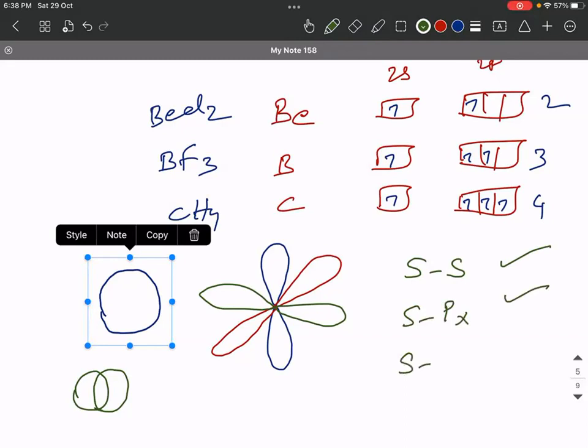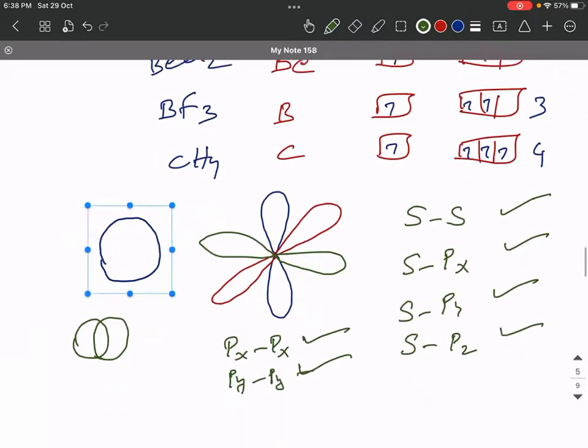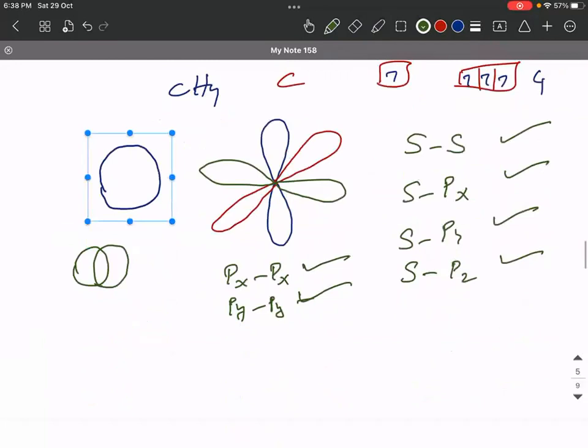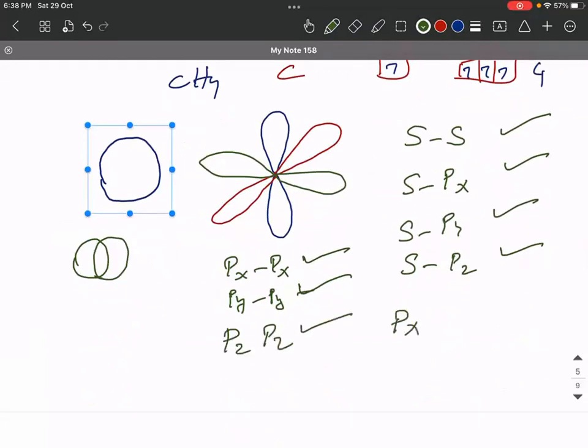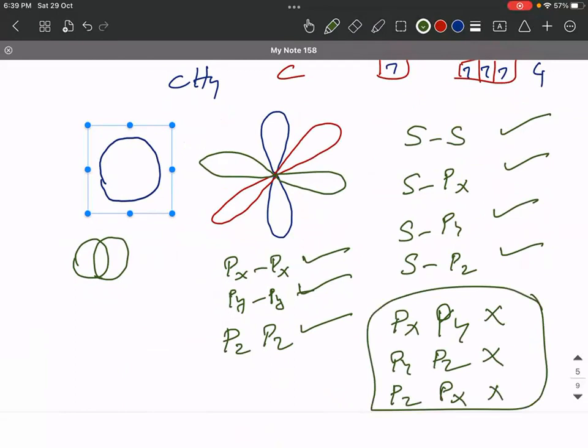s can overlap with py, possible. s can overlap with pz, possible. px and px will overlap. py and py will overlap. pz and pz will overlap, but the px cannot overlap with the py, right? py cannot overlap with pz. pz cannot overlap with px. Why? This is not possible.